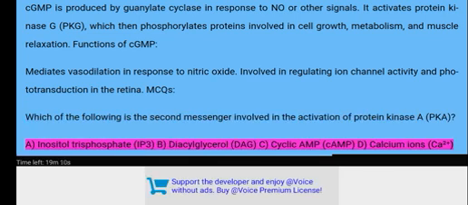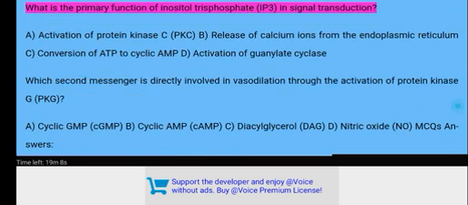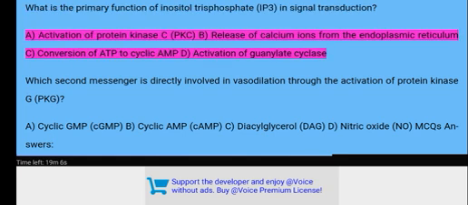A. Inositol trisphosphate (IP3). B. Diacylglycerol (DAG). C. Cyclic AMP (cAMP). D. Calcium ions (Ca²⁺). What is the primary function of inositol trisphosphate (IP3) in signal transduction?